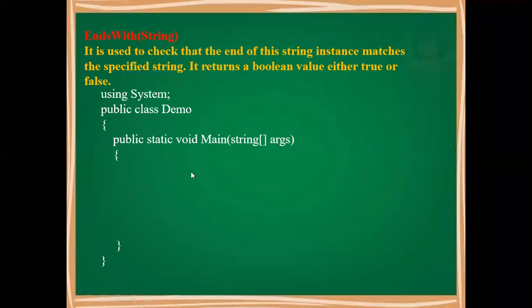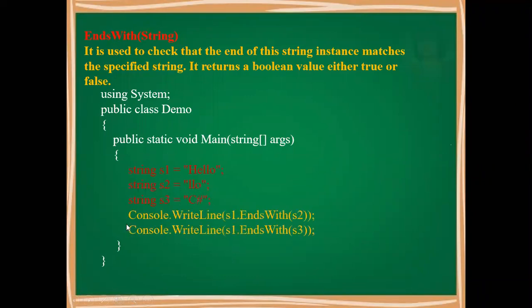This is the program structure. We have created here three strings: hello, llo, and C#. The first method you can see here is s1.EndsWith(s2). What is in s2? llo. Is the last word in s1 llo? Yes, it is there. So this first one, s1.EndsWith(s2), will return true.